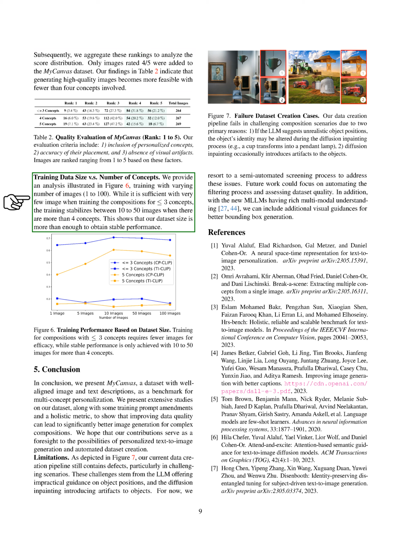Additionally, we analyzed the effect of training data size versus the number of concepts. Our analysis showed that very few images are needed when training compositions with 3 or fewer concepts, but the training stabilizes between 10 to 50 images when there are more than 4 concepts. This indicates that our dataset size is more than sufficient for obtaining stable performance.